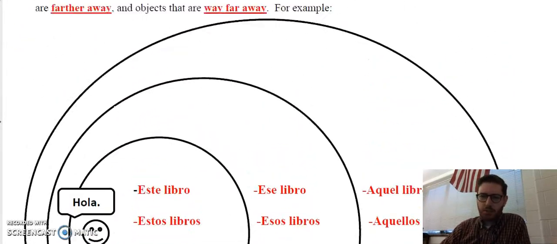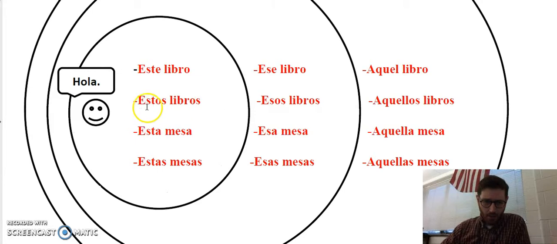This is what's going on with this weird concentric circle thing. The perspective that we're taking is this person, this friendly smiley face over here. He's saying hola. He's a Spanish-speaking smiley face. And so in this first circle, that is the circle of things that are closest to him, maybe he has a book, books, table, tables, and you can see the this and these that he would need.